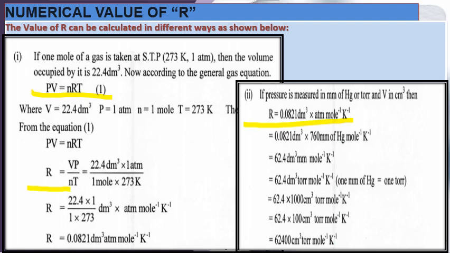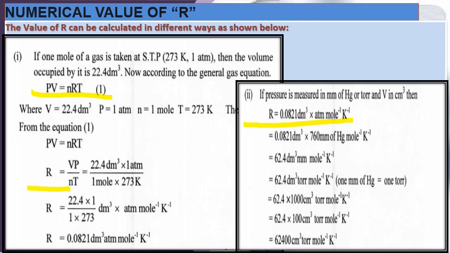So instead of this atmosphere, write down 760 millimeter Hg and multiply the 760 millimeter Hg with the value of R. So what will you get? It will be 62.4 dm cube millimeter Hg per mole per Kelvin. Then in torr the value will be the same. As I told you earlier, the relation between the mm Hg and that of the torr, both are equivalent. The value will be 62.4 dm cube torr per mole per Kelvin.